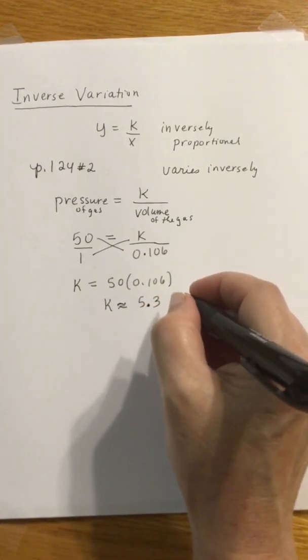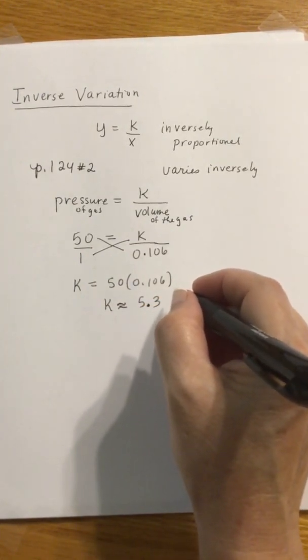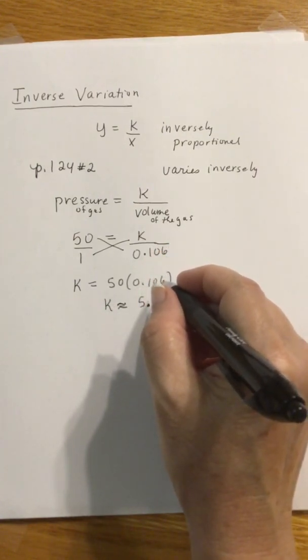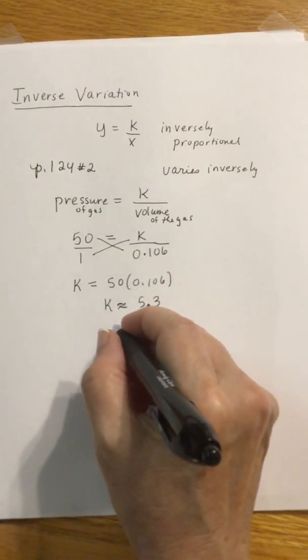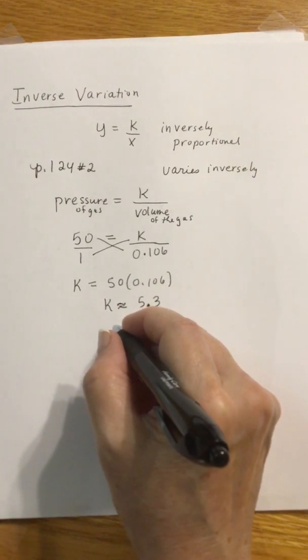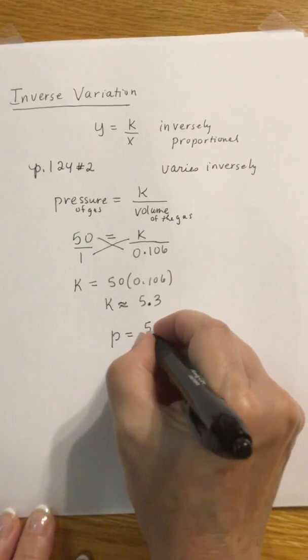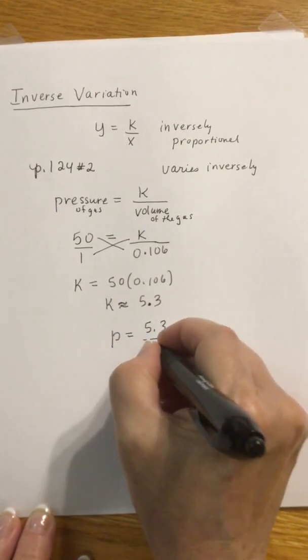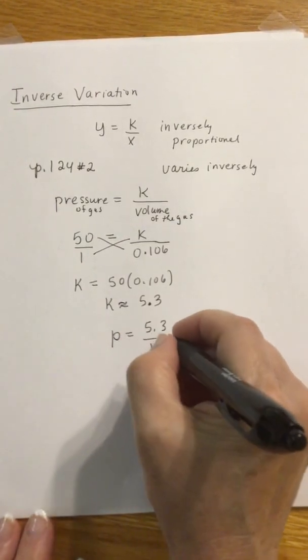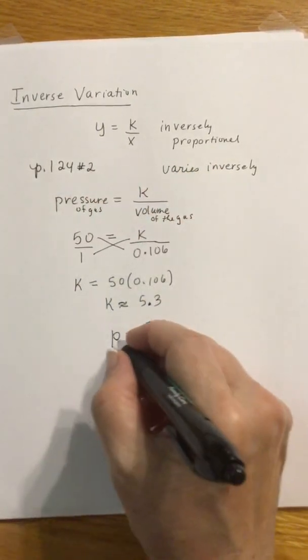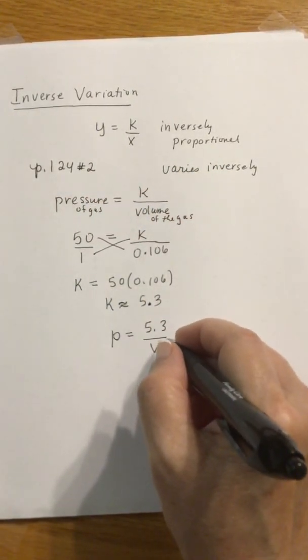Now, when we take this 5.3, what are we going to plug in for? We're going to plug in for K. So we have P, pressure, equals 5.3 over volume. So pressure and volume, just like we had up here at the top. Pressure equals K over volume.